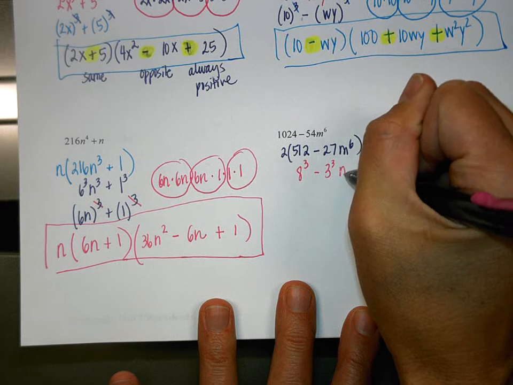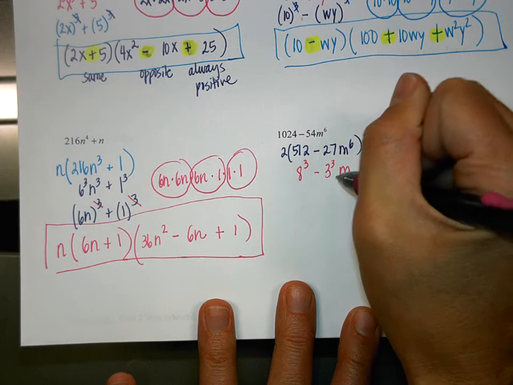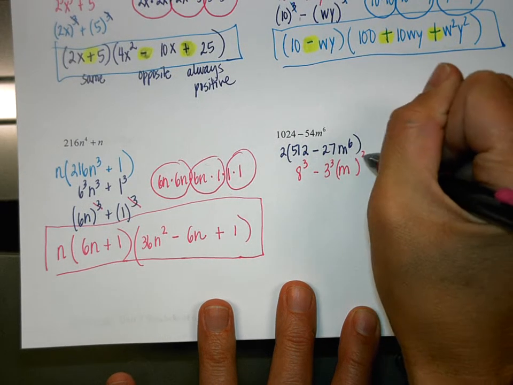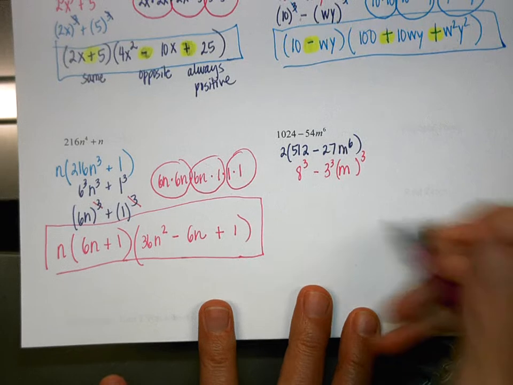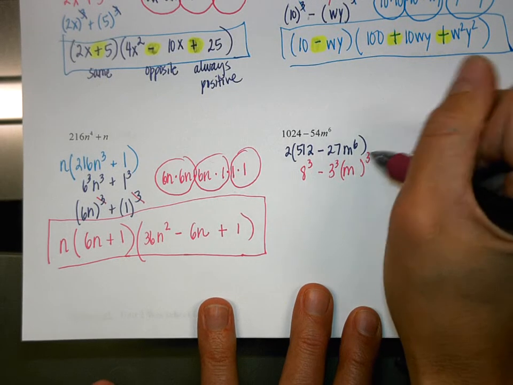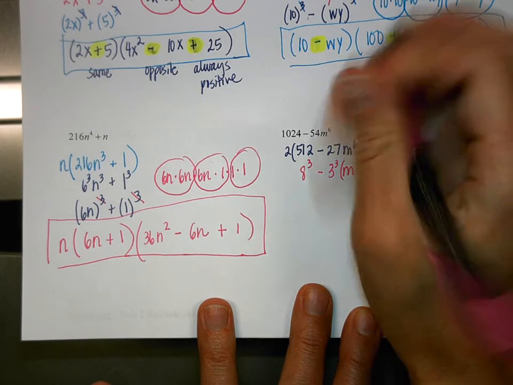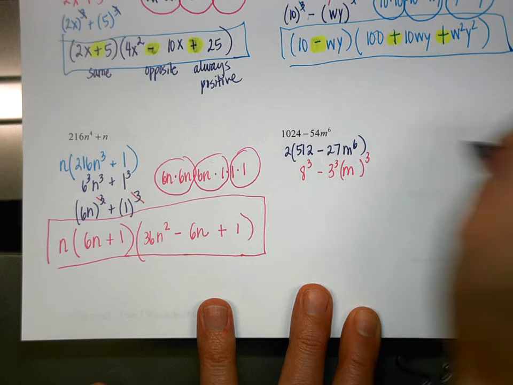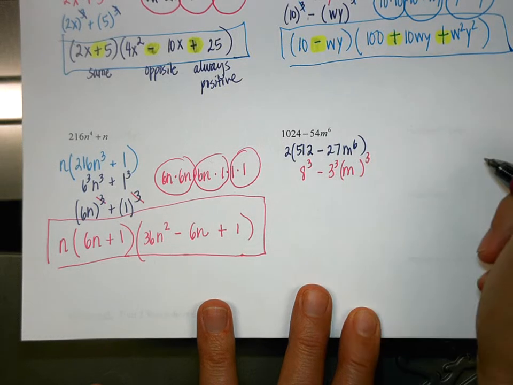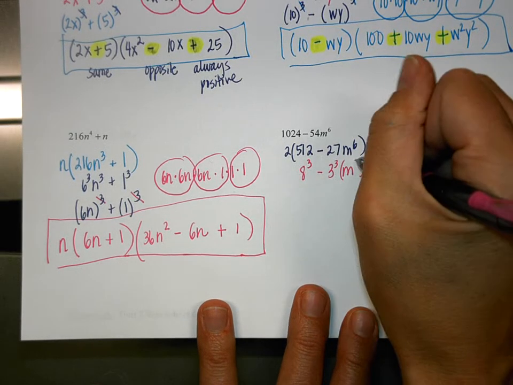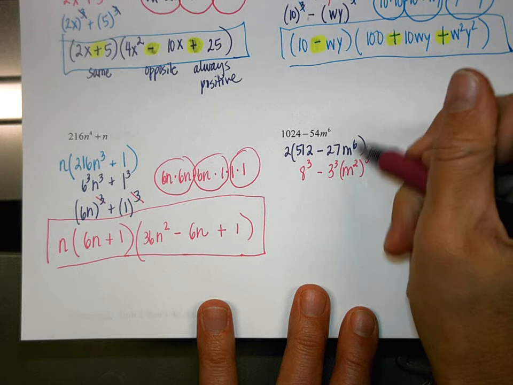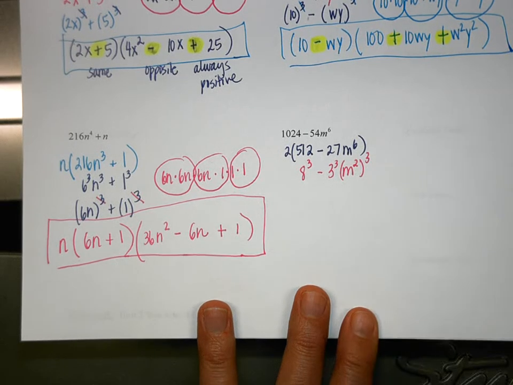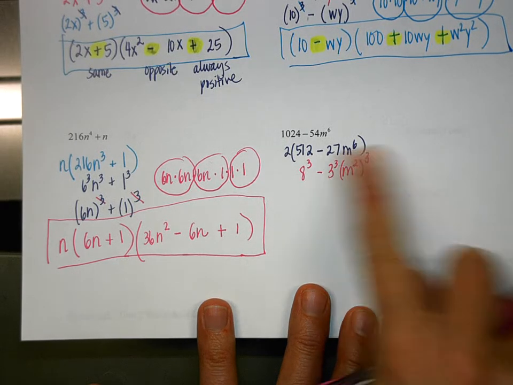And I want to write n to the 6 as a cube, because I want it to be to the 3rd power. So what number, because we know powers to powers multiply, would need to go here in order to multiply to make a 6? Hopefully you said 2, because 2 times 3 does make 6. And so all of these now are cubes.